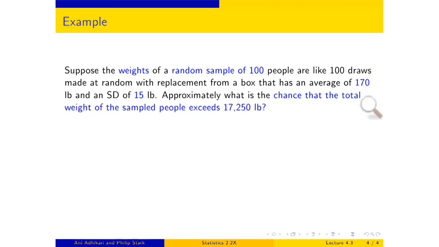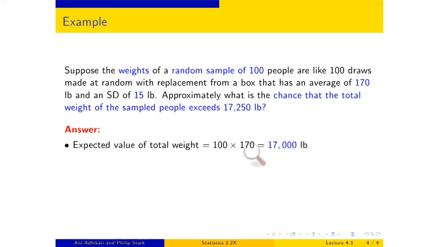And I can now say, all right, so I've got the sum of 100 draws with replacement from this population. What do I expect the sum to be? Well, number of draws times the average of the box. I expect it to be 17,000 pounds, the total. Give or take the standard error of the sum, root number of draws times the SD, which is 150 pounds. Great. So I expect 17,000, give or take 150. What's my problem? To find the chance that it exceeds 17,250. And what am I going to use? This is the sum of 100 draws from a box. I am going to use the normal approximation.